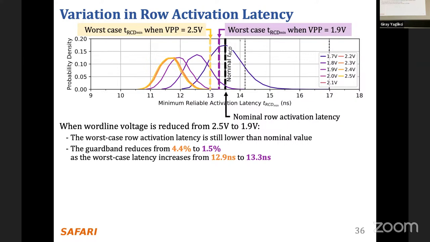So initially we had a 4.4% guard band, or safety margin, between the real value and the nominal value that is specified by the specification. And that guard band reduces to 1.5%. And the worst-case latency increases from 12.9 to 13.3.